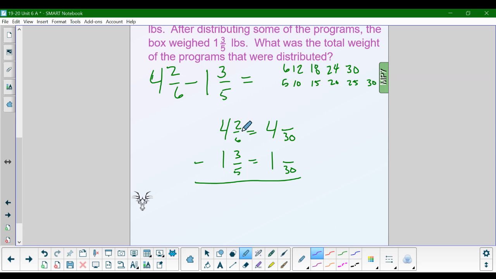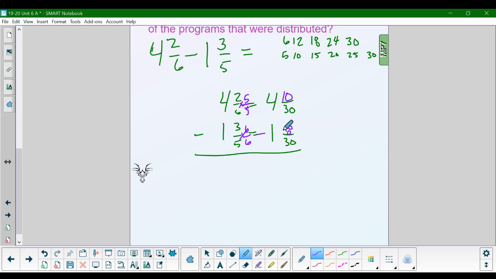Okay, so now I got to change my actual fractions there. How did I make 6 into 30? What did I multiply by? 5. So multiply your numerator by the same, 5. 2 times 5 is 10. How did I make my 5 into 30? I multiplied by 6. Multiply your numerator by 6. So I have 18. So I now have 4 10/30 minus 1 18/30.